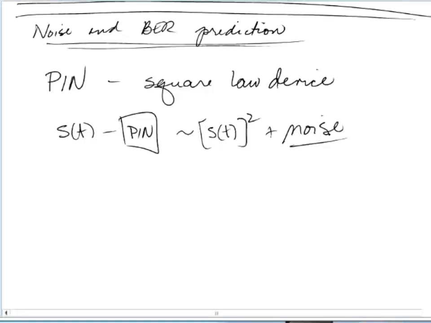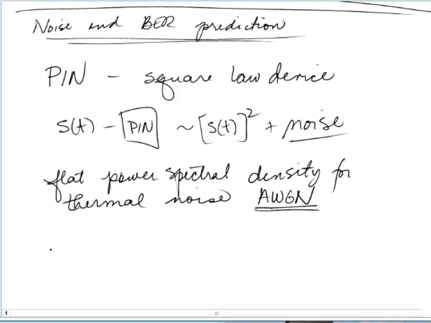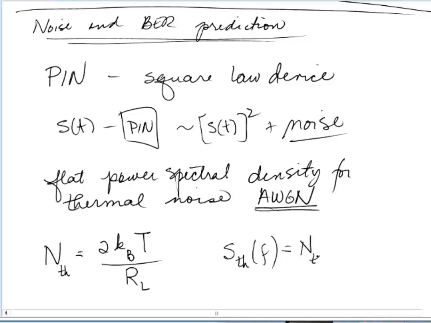And again, this is thermal noise, which we find in all electrical receivers. It's the classical additive white Gaussian noise that's modeled as a flat power spectral density, and it has a Gaussian distribution. It's flat, which is where we get the acronym AWGN. The level of the power spectral density, the noise level for thermal noise, is given by the classical thermal noise, which is 2 times the Boltzmann constant times temperature divided by the load resistance. The power spectral density, which I'll call S thermal as a function of f, is constant for all f.